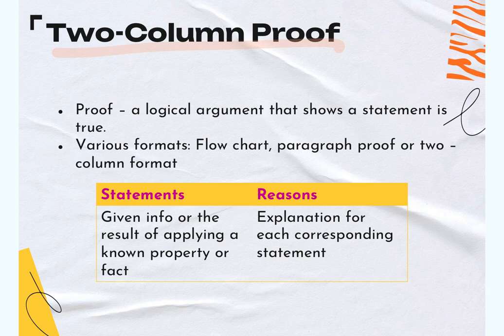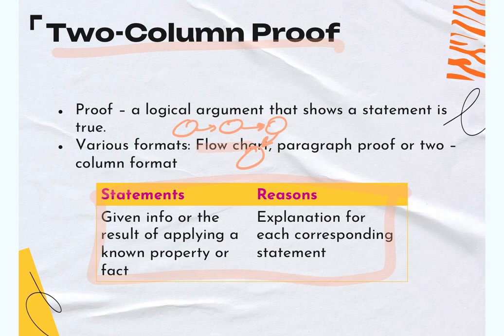There are various formats. You could do a flow chart in which you almost have bubbles. One leads to this, one leads to this, this leads to this. It's almost like a map. You could have a paragraph proof where you literally use words to describe the entire thing. Or the most common is what's called a two-column format, and that is this.